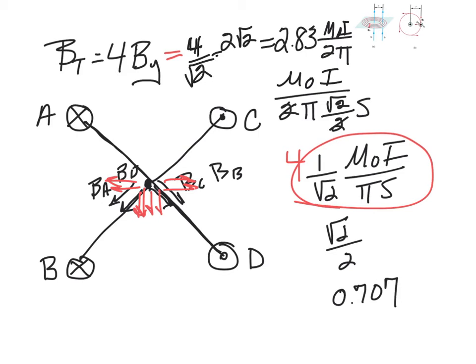A lot of symmetry, so not too hard to do. In the second part, you're going to have to deal with currents that aren't equal. So, like before, you're going to have to get components that aren't equal and add them all up and get the result.